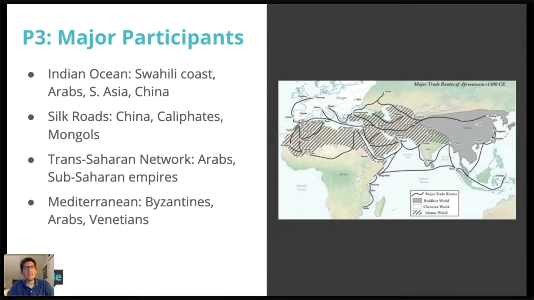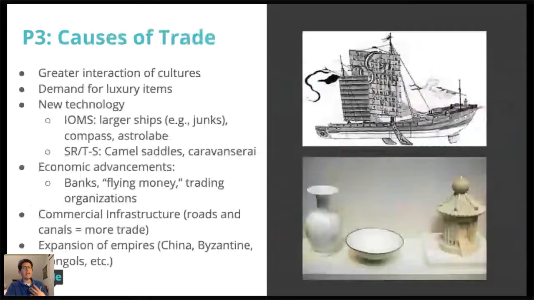So what is it that caused trade in time period 3? What are the causes of the intensification of this trade? Why are people even trading at all along these networks? Well, period 2 saw a greater interaction of cultures. Even when the Silk Roads were developing, thinking about the Roman Empire on one end, China on the other, the Mauryan and Gupta empires in the middle, the Persian empires in the middle, cultures start to interact more and more.